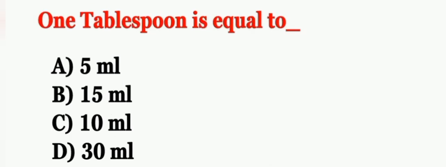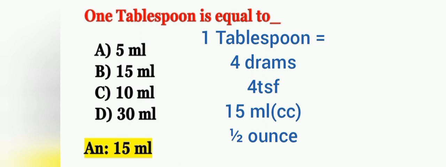The next question, 1 tablespoon is equal to: Option A, 5 ml. Option B, 15 ml. Option C, 10 ml. Option D, 30 ml. 1 tablespoon is equal to 15 ml. Option B is the correct answer. 1 tablespoon is equal to 4 teaspoons or 15 ml or 15 cc or half ounce. Here 1 tablespoon equals 15 ml.